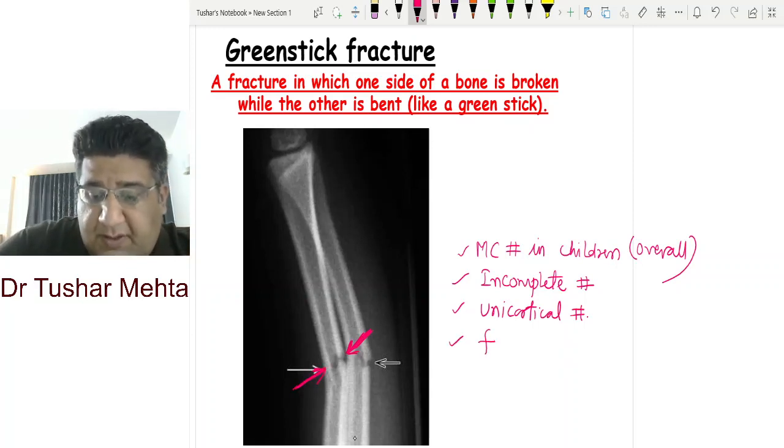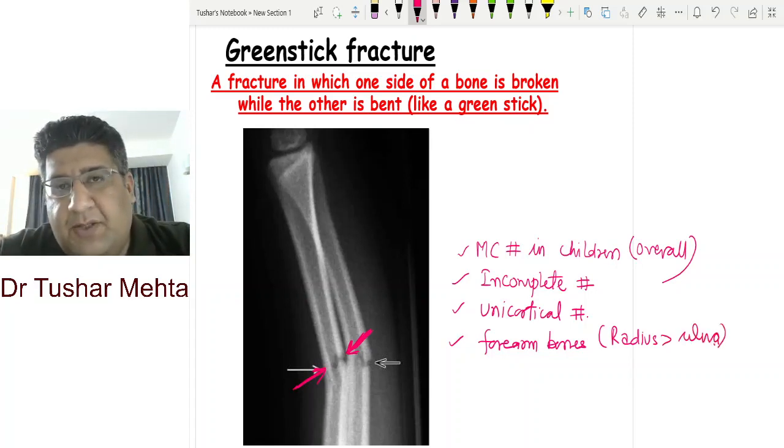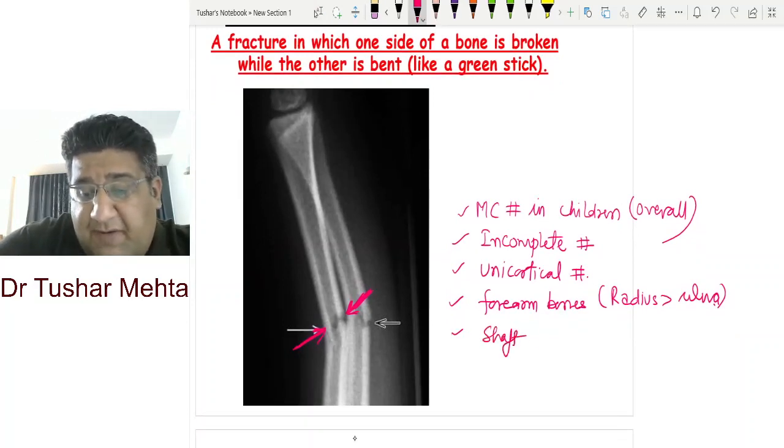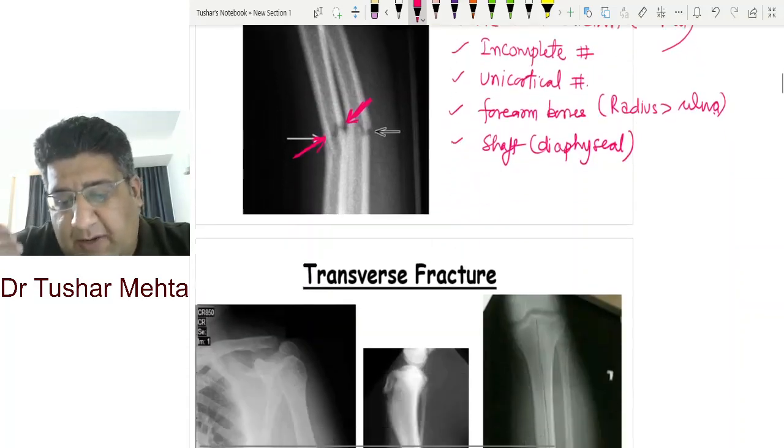You will always have a tendency to see this in forearm bones, radius and ulna, and I would like to make this very clear to all my students here that radius is more commonly involved as compared to ulna. So what is in front of you right now is an incomplete fracture, a unicortical fracture, the most common fracture seen in children, and usually seen in forearm bones, radius more than ulna. Particularly, my dear friends, you will notice that this is usually seen in the shaft area, the diaphyseal area. So I think you must have got a hint about an incomplete fracture or a green stick fracture, a classical one.